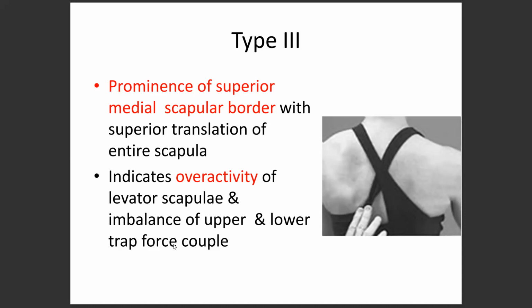And imbalance of the upper and lower trapezius force couple, because if there is balance between the shoulder elevator and shoulder depressor, there will be normal movement of the scapula. But if there is imbalance between this elevator of the scapula and depressor of the scapula, they may also lead to that superior translation of the scapula.